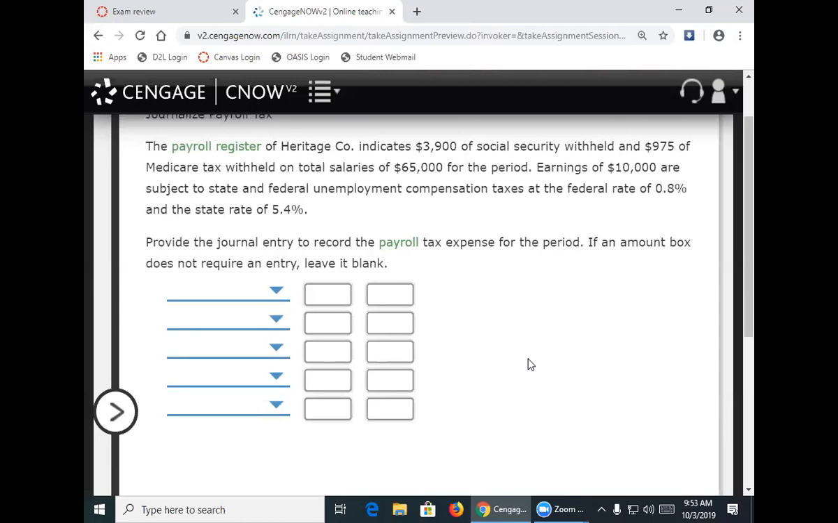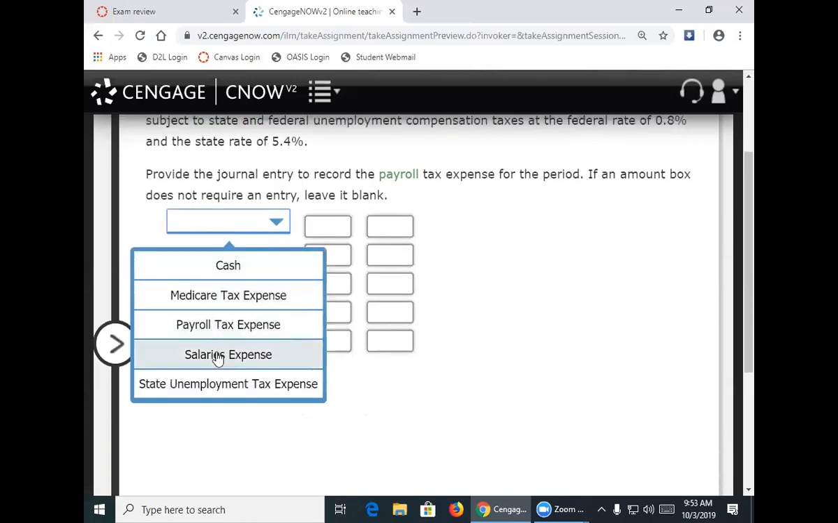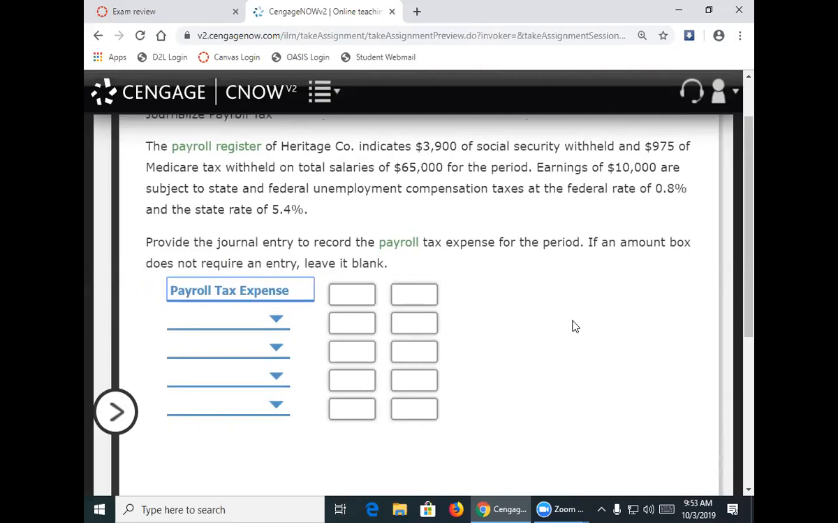Okay, so this next one is dealing with the payroll tax expense. Again, they give us Social Security, Medicare, and total salaries. They tell us earnings of $10,000 are subject to state and federal unemployment, and they give us the rates. So when I'm doing the payroll tax expense, what do I debit? Payroll tax expense. Very good. We don't know that number yet, do we? No. So what am I going to credit?